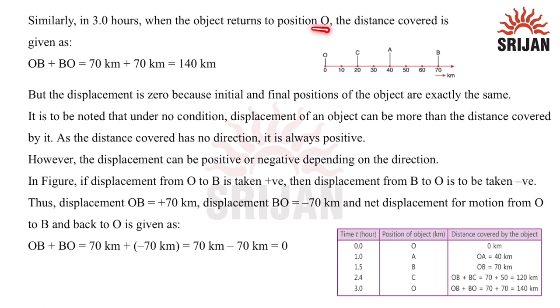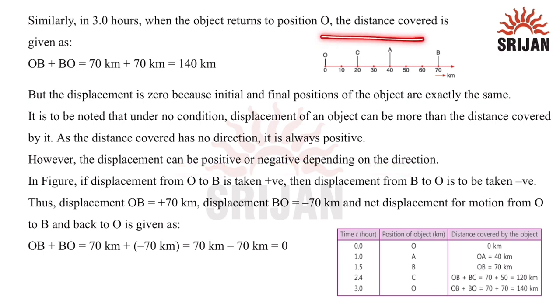Similarly, in 3 hours, when the object returns to point O, the distance covered is given as firstly 70 and then again 70, that is 140 kilometers as the distance. But the displacement here is 0 because the initial point and the final point of the object are exactly the same. It is to be noted that under no condition can the displacement of an object be more than the distance covered by it. As the distance covered has no direction, it is always positive and will get added. However, the displacement can be positive or negative depending on the direction.